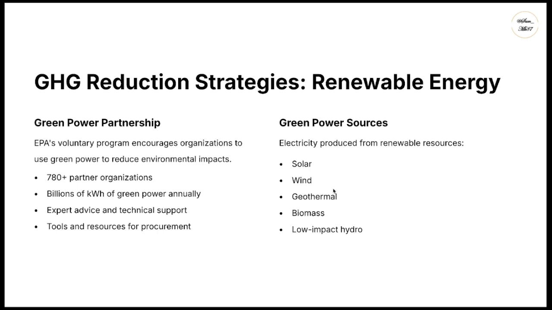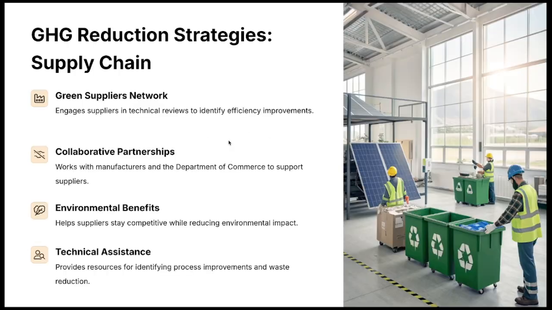Renewables are also a big solution for GHG reduction. Voluntary programs encourage organizations to use green power, from solar, wind, geothermal, and biomass. These resources produce little to no greenhouse gas emissions and are essential for long-term sustainability. The program also includes over 780 partners using billions of kilowatt hours of green power each year. And these are just some of the programs that can help be more strategic in using renewable energy for GHG reduction.